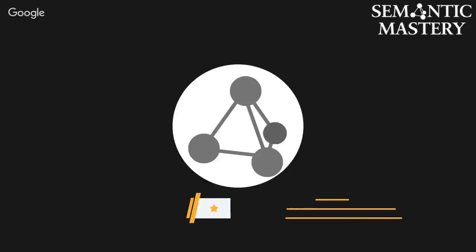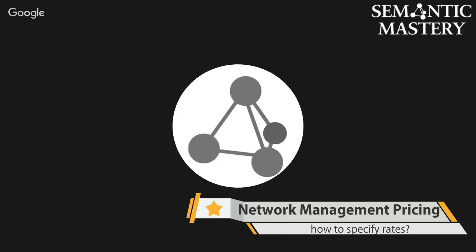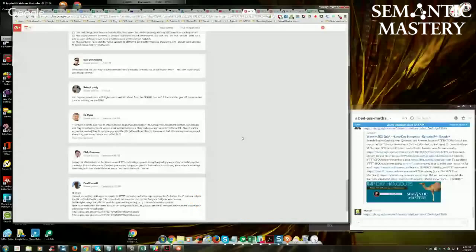Question: IFTTT continuity programs. I've got a good grip on pricing for setting up the networks, but not afterwards. Can you give me some pricing examples for both network monitoring and content marketing, assuming both a one-tiered network and a two-tiered network? Thanks.